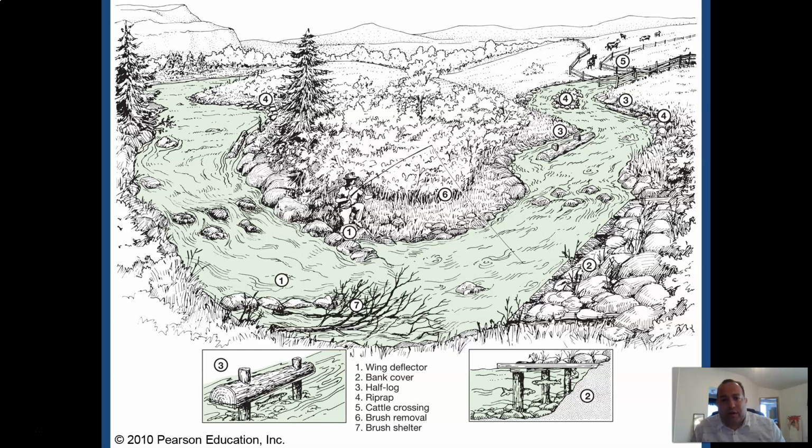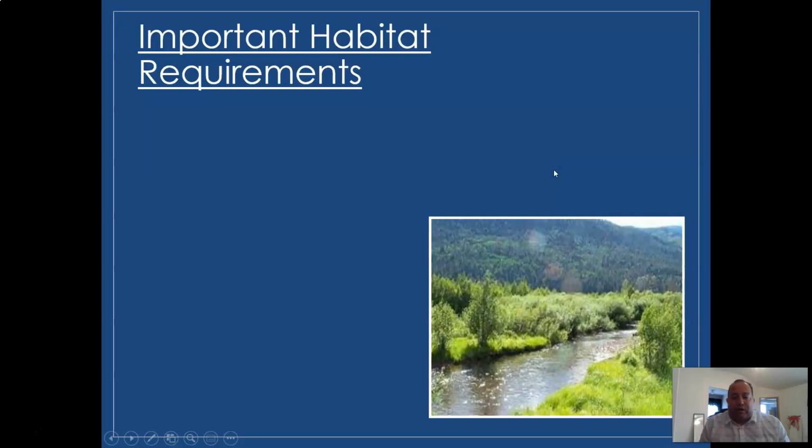And so when you're thinking about fish habitat, we really want to just think about what does the fish need? How does the fish get its basic needs met in order to be happy and in order to be able to reproduce and keep the population going? And so if we really think about that, we start coming up with some important habitat requirements.